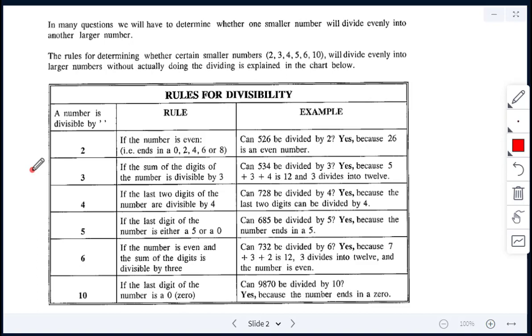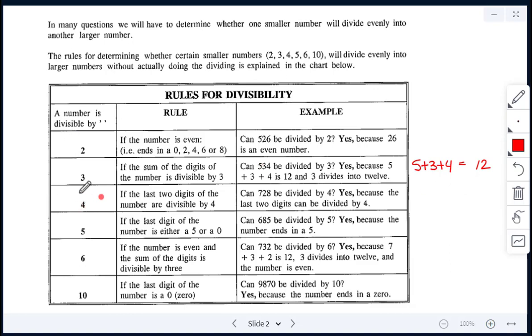All right, how do we know if a number is divisible by 3? So the trick for this one is adding up the digits. If the sum of the digits of the number is divisible by 3, then yes, it is divisible by 3. So for example, here we have 534. Is it divisible by 3? Add the digits. So 5 plus 3 plus 4 gives me the number 12. Is 12 divisible by 3? Yes, it is. So then you know that it is divisible by 3.